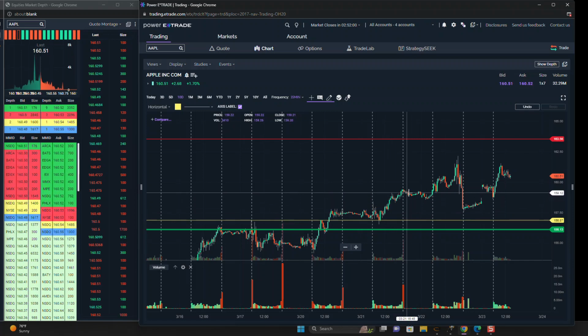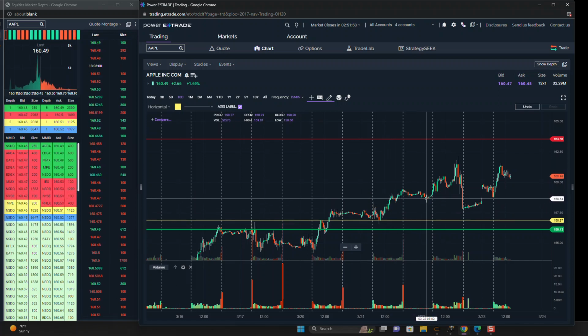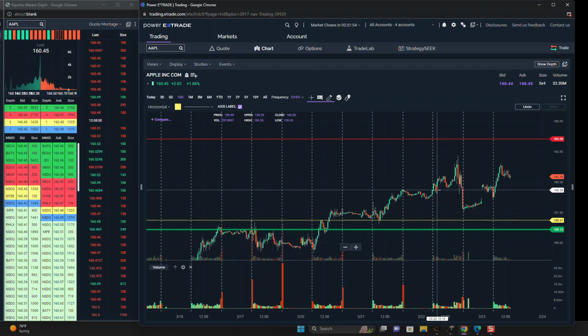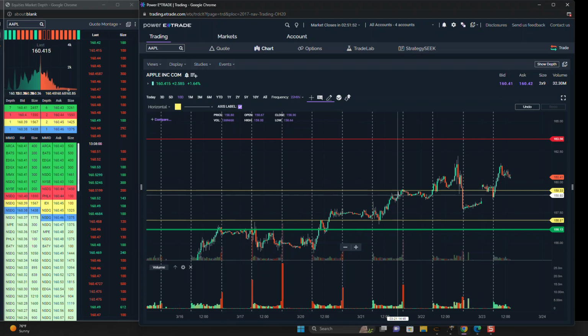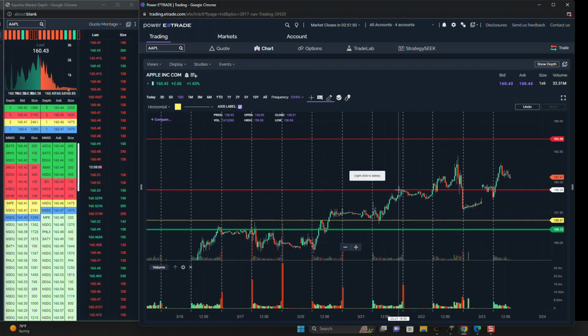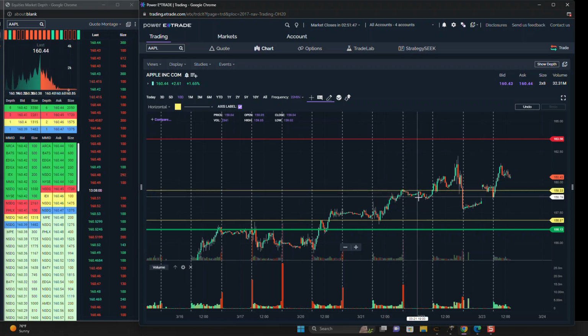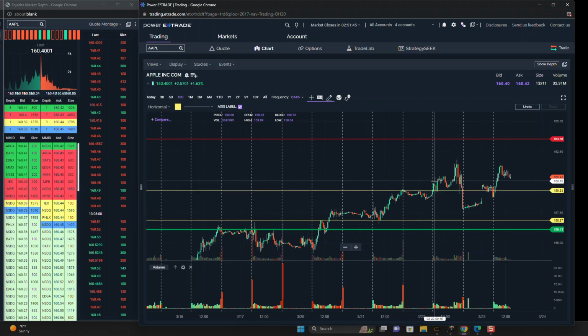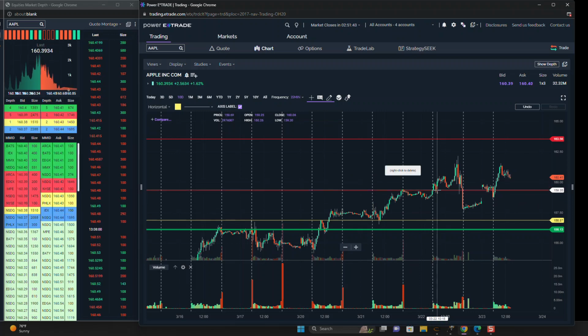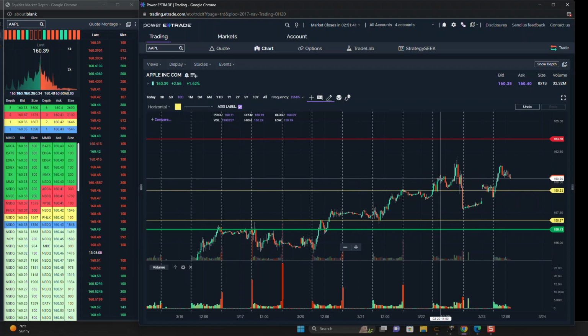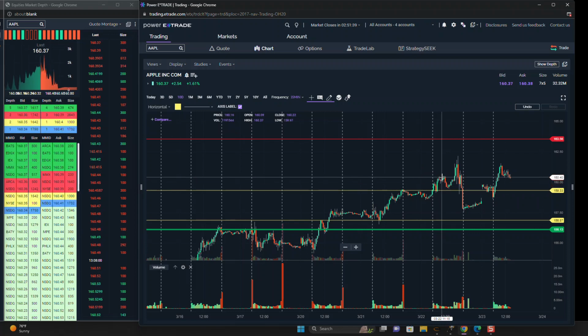Now the next day, it created a new level. The new level for me was going to be right here, the previous day close. So overnight it went lower, it broke above, it retested it, and this is my $1,700 that I made yesterday, and then I sold off here. And then I have a new level, the 160 level.